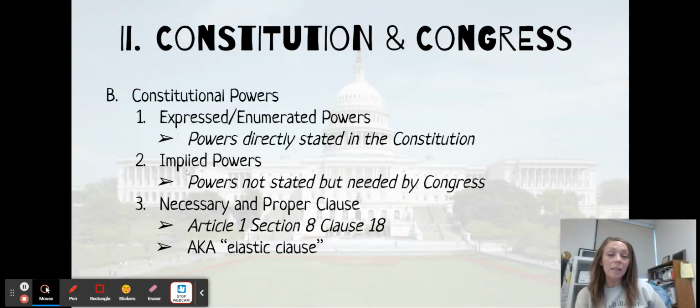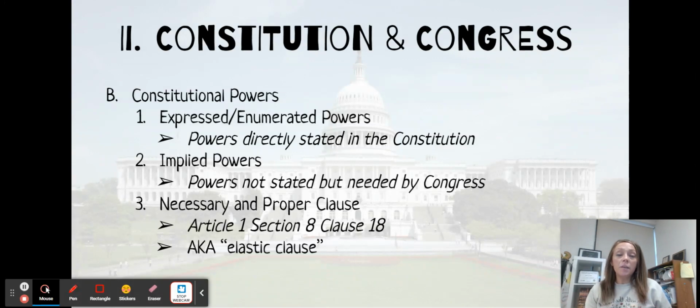Moving on to implied powers. And implied powers are those that aren't necessarily listed in the Constitution, but they're needed by Congress. We can kind of figure out that they have the authority to do it. So, for example, Congress has the power to coin money and borrow money and spend money and lend money. So we can kind of figure out that they might have the power to make a bank, which was the whole point of the McCulloch v. Maryland case. So, implied powers, not listed, but Congress still has them.